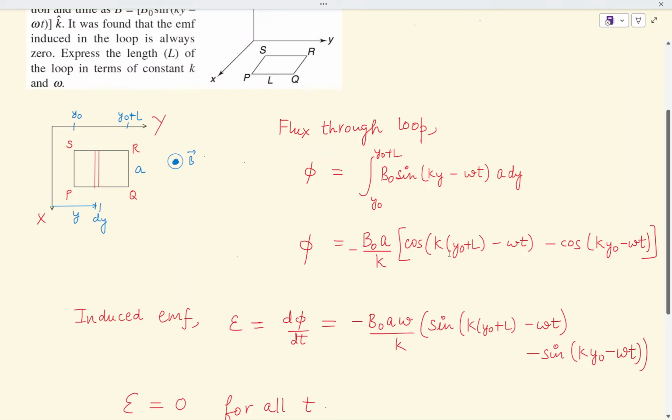So we have found the flux. Then the induced EMF in the loop will be dφ/dt. I'm just talking about the magnitude here. We are not concerned about the direction. So the expression that we have just found, we have to differentiate it now, right? So we take the derivative of this whole function.